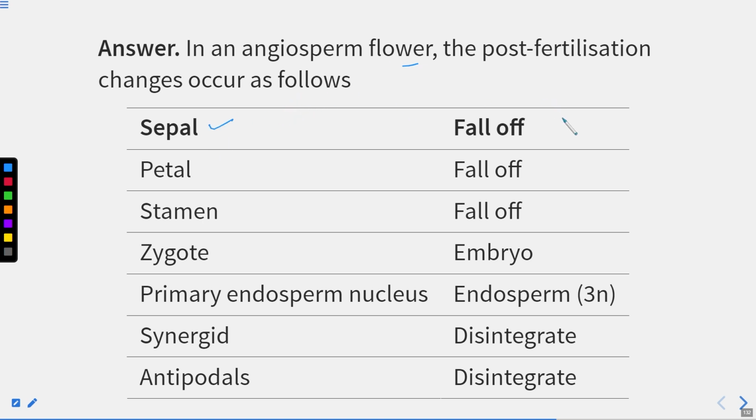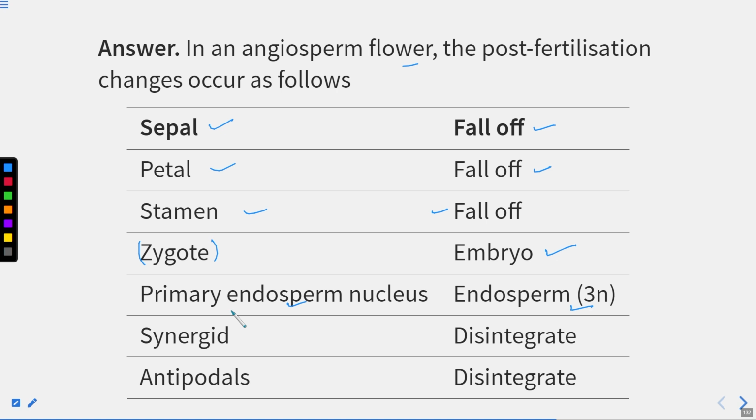So what happens to sepals? They fall off. Petals also fall off. Stamens also fall off. The zygote is formed after fertilization, and the zygote will develop into the embryo. So this is a post-fertilization event. Then what happens to the primary endosperm nucleus? The primary endosperm nucleus will form a triploid endosperm.